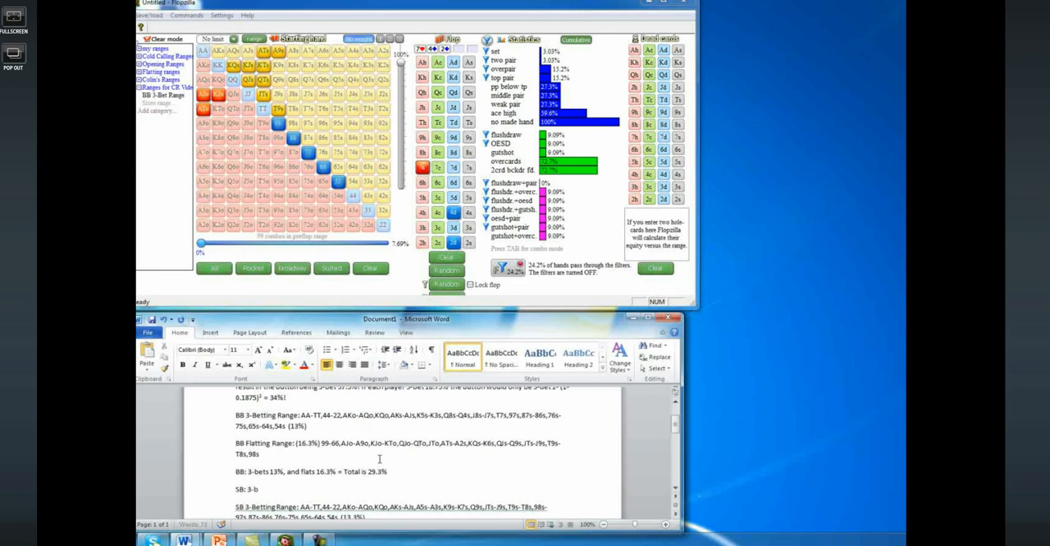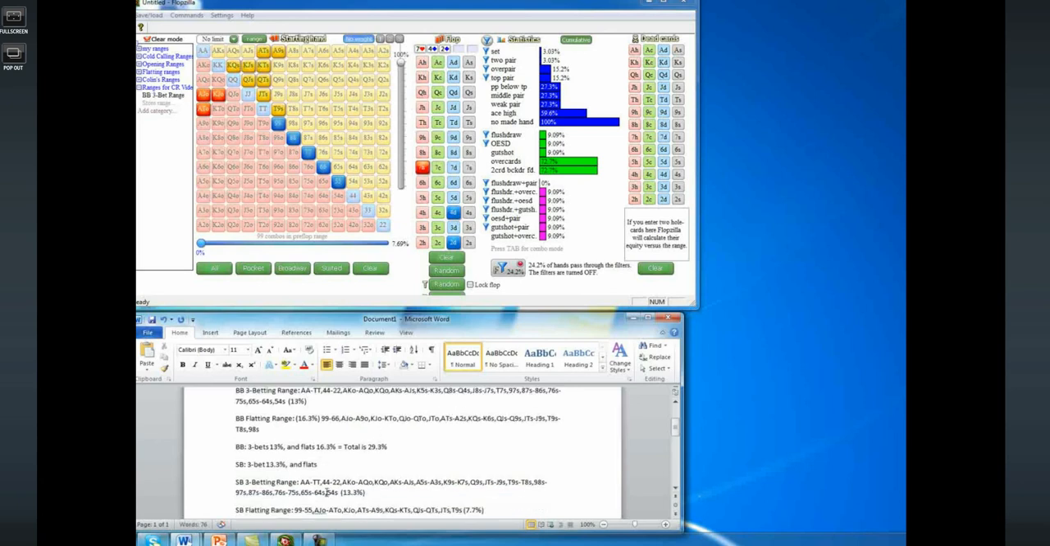Small blind 3-bet, 13.3%, and flats, what is it? 7.7%. So the small blind is being much tighter. You notice the 3-betting range is a little bit wider than the big blind's. Conceptually, that can make sense too because the small blind has better 3-bet bluffs, so he's more likely to get there by the river. So total is 21%.